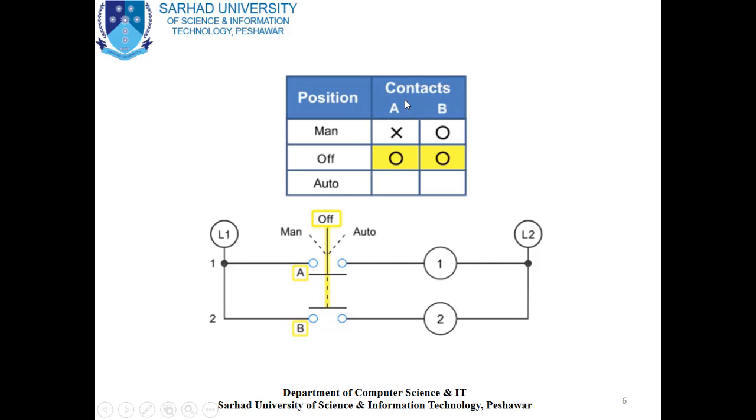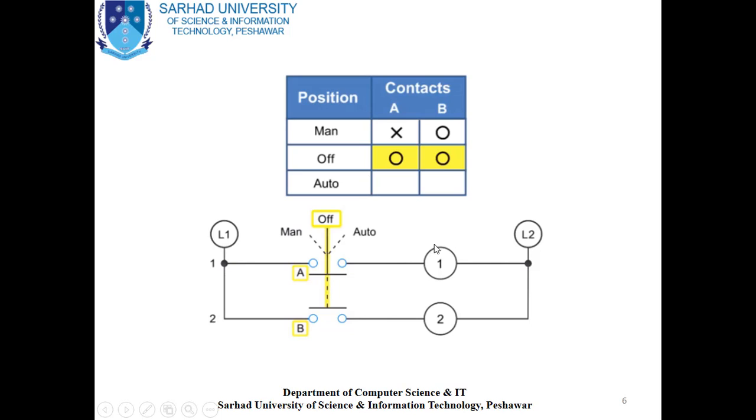Here you can see in the truth table position A is open. Here you can also see that A is open. In the truth table the position B is also open. In the line diagram, you can also see the B position which is open. So in both cases, in position A and position B, the selector switch is in off position.